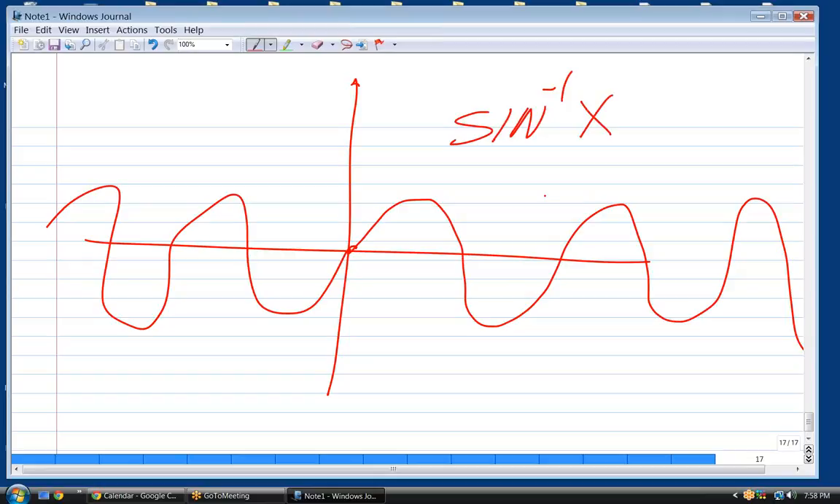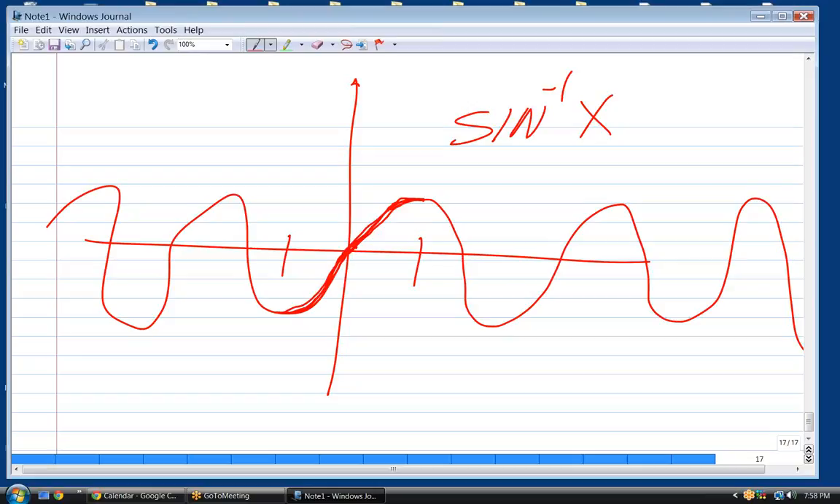But the only way they can talk about the inverse sine is if they restrict the original function to between there and there. In other words, just this part of it here is one-to-one. If I erase the rest of it and only look at from there to there, then it makes sense to talk about the inverse function. But if the function is not one-to-one, then the inverse function doesn't exist.